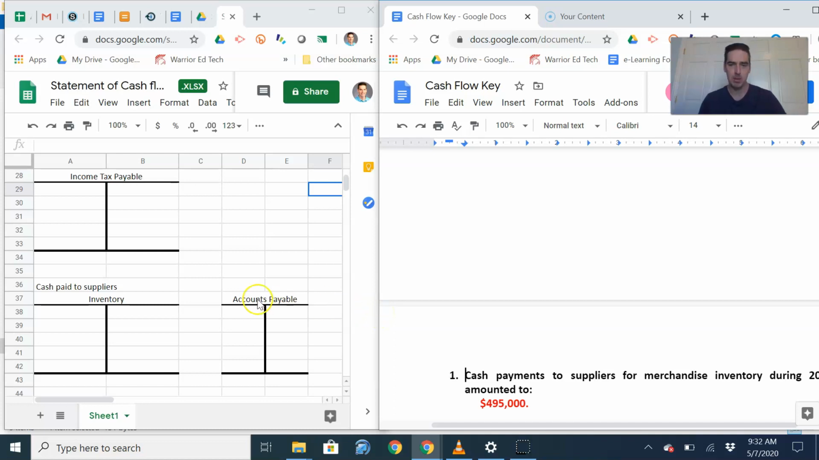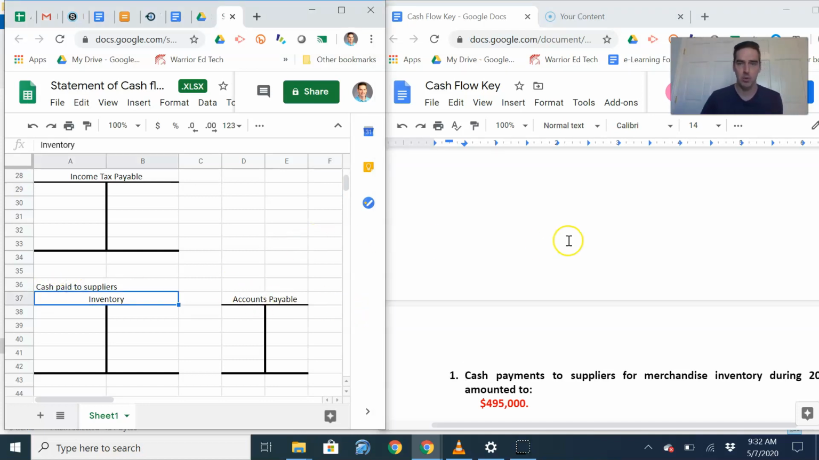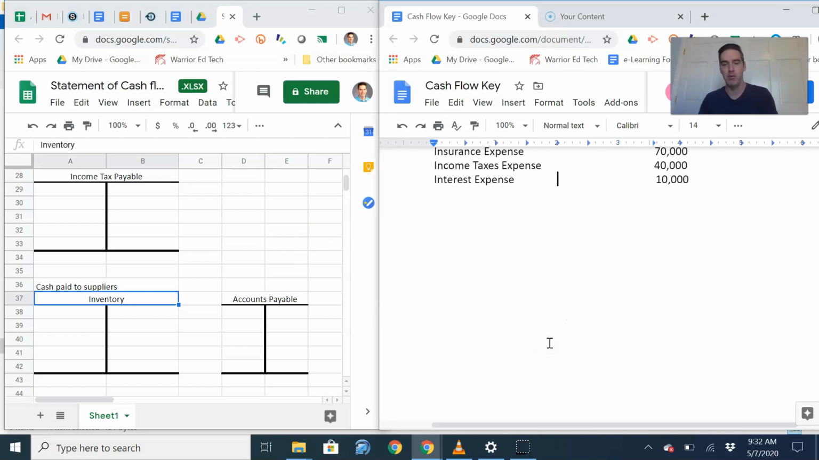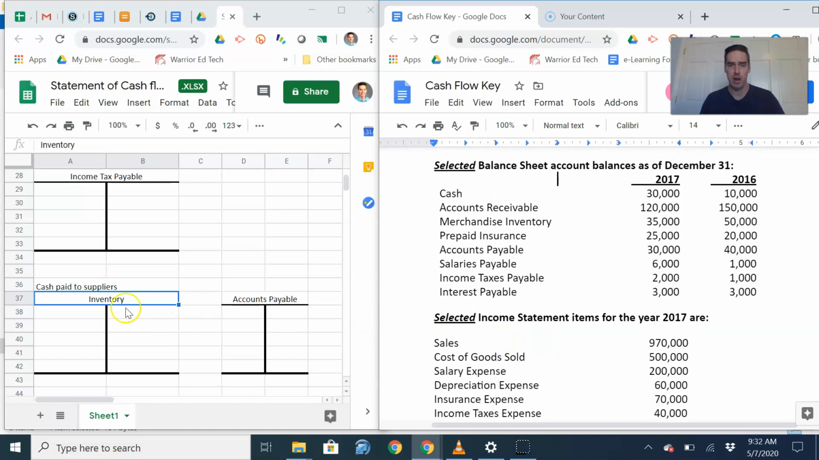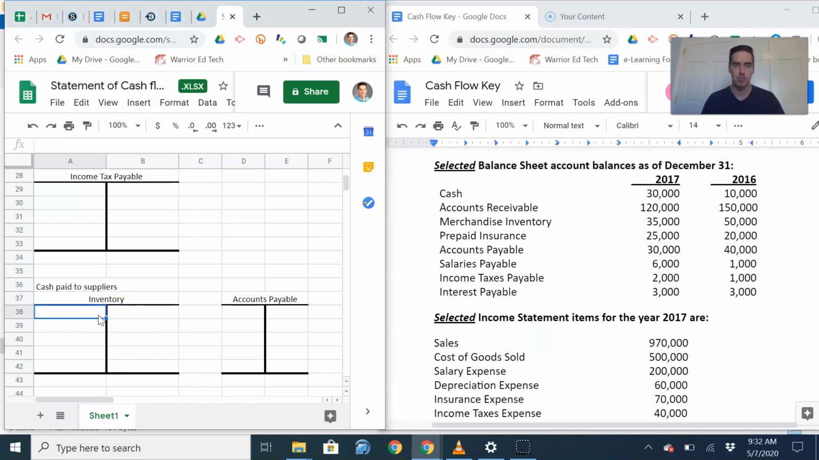So cash payment to suppliers. So here we go. They're starting with the more challenging one first. And so in order to get cash paid to suppliers, we had to figure out how much inventory we purchased during the year. So we start off by using inventory as our control account. So what we're going to do here is we have beginning and ending, and you always want to make sure you grab the right number. So I have 50,000 and 35,000.